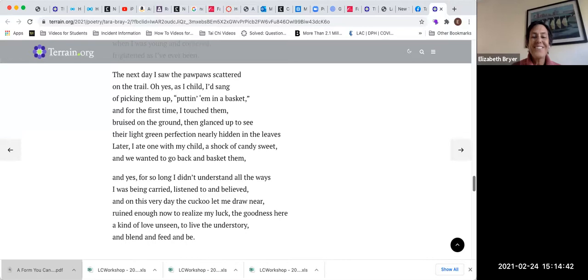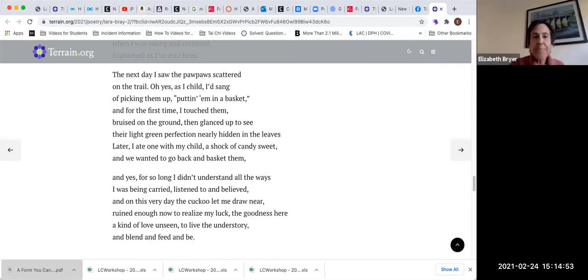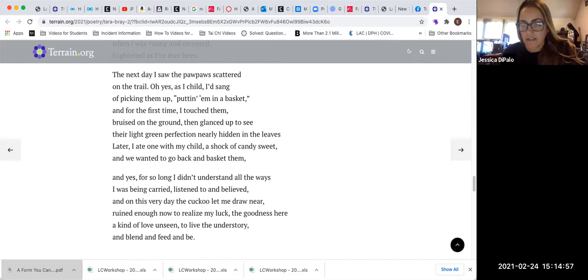So now, Jessica, will you take over? Sure. I like to print it out because that's just how I do things. So, the next day I saw the pawpaws scattered. So the next day, maybe after she saw the bird, or after she saw the woman that saved her, maybe after the traumatic incident, it could be. She saw the pawpaws scattered.